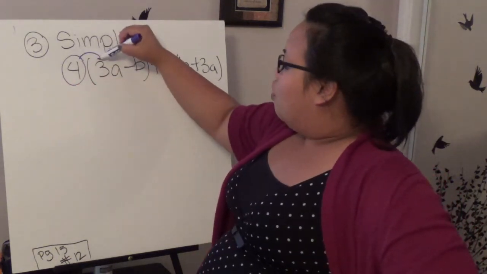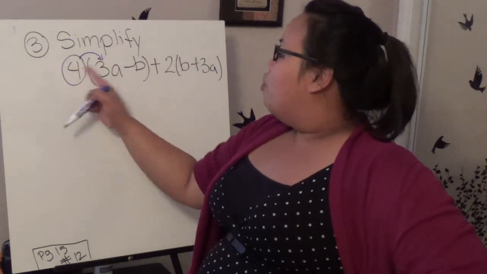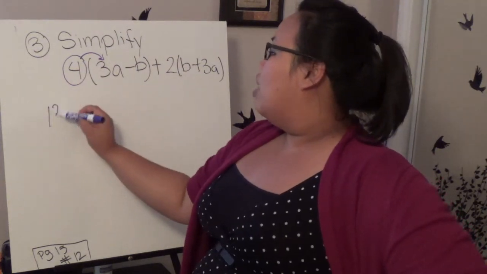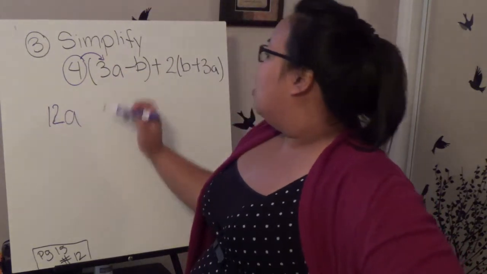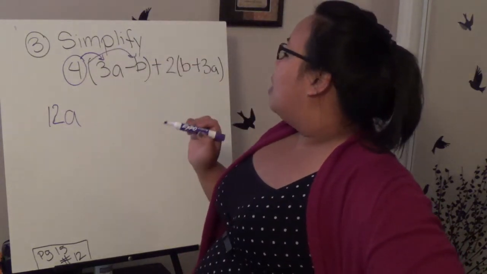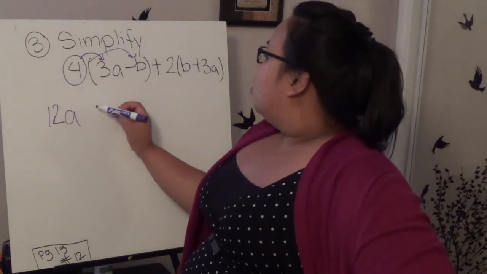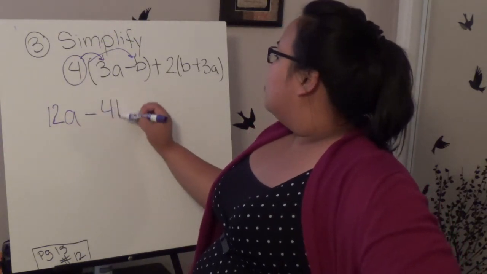So I have to share 4 with 3a, so 4 times 3a is 12a. Okay, then I have to share that 4 with a negative b, so it'd be negative 4b.